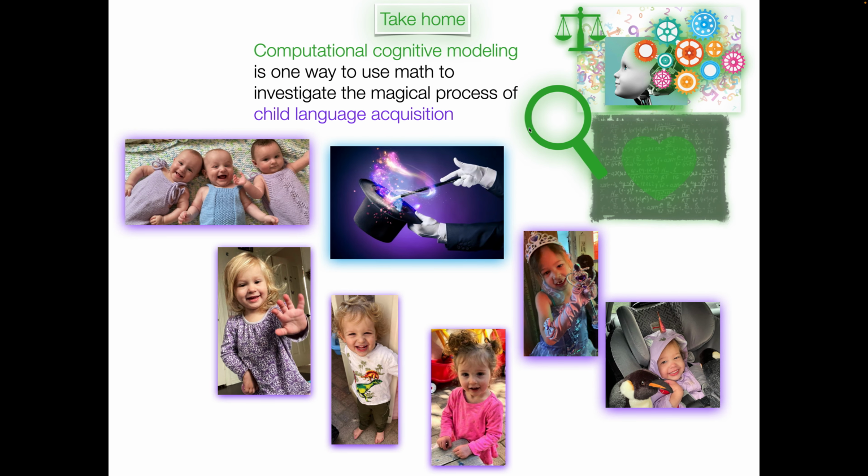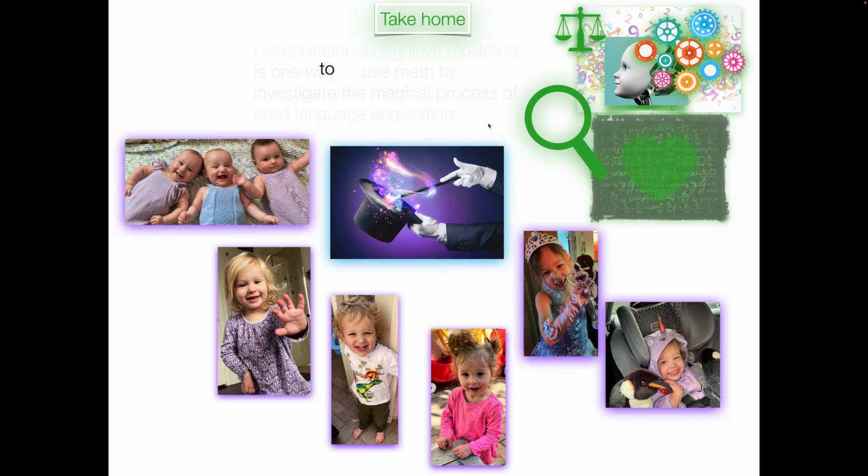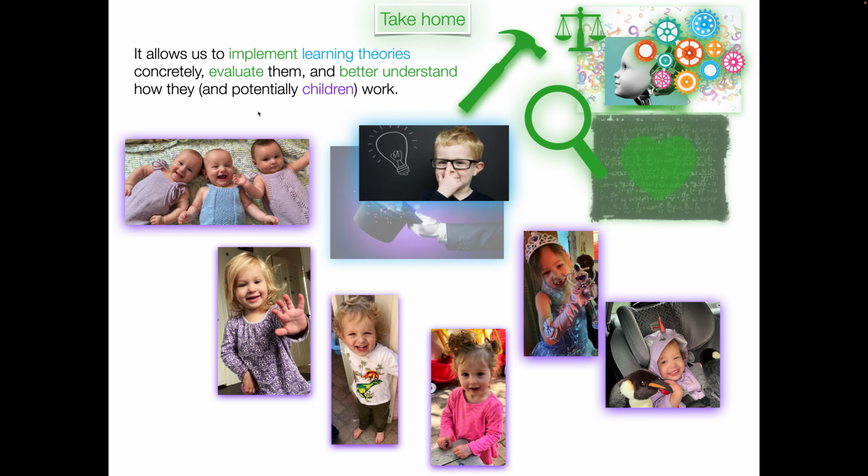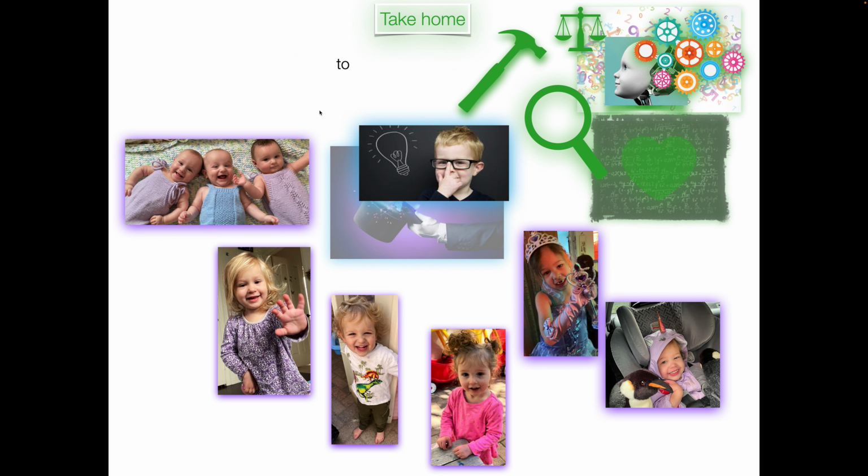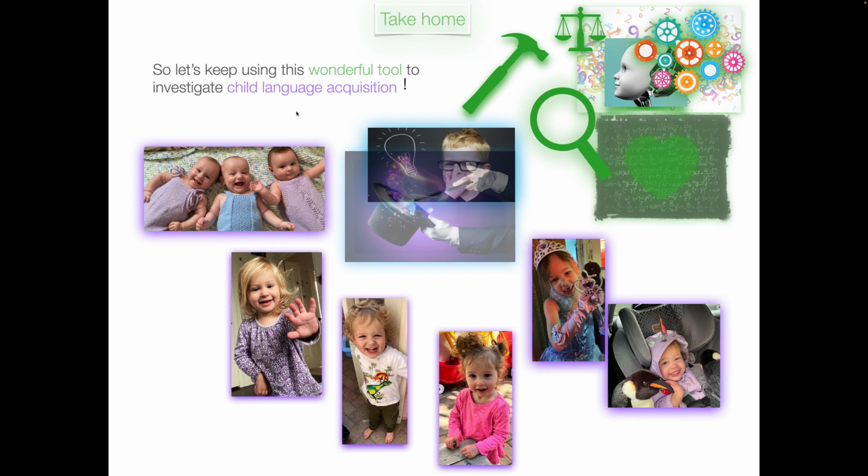And so the take home I'd like to leave you with, I hope anyway, is that computational cognitive modeling is one way to use math to investigate the magical process, I think, of child language acquisition. And it allows us to implement learning theories concretely, evaluate them, and better understand how they, and potentially therefore children, actually succeed at language acquisition. So let's keep using this wonderful tool to investigate child language acquisition and other areas of language that we find interesting.